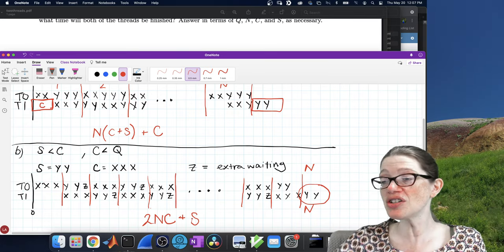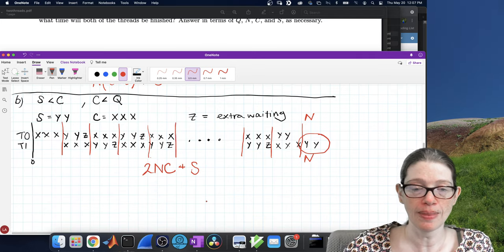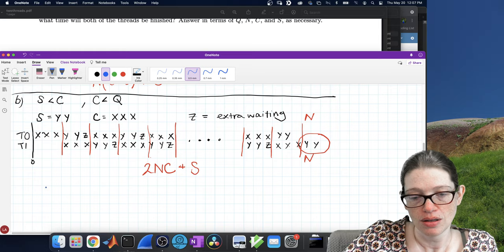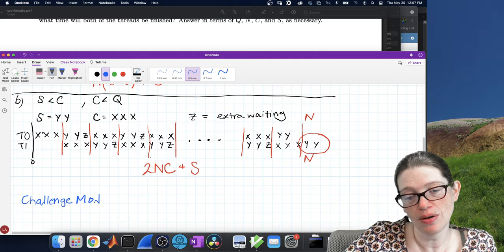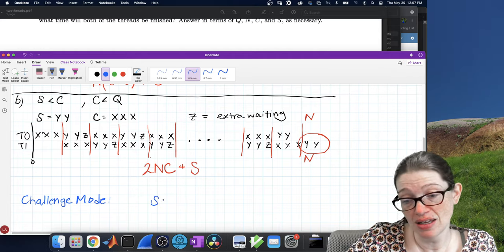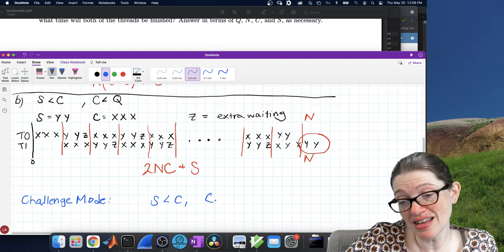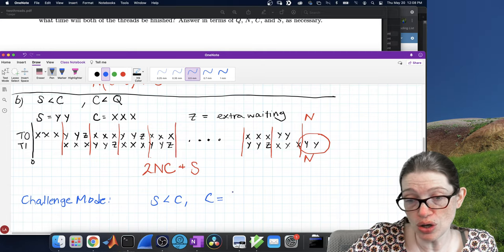Now, if you want an extra challenge at home, let's do challenge mode: S is less than C, and C is equal to Q over 2.